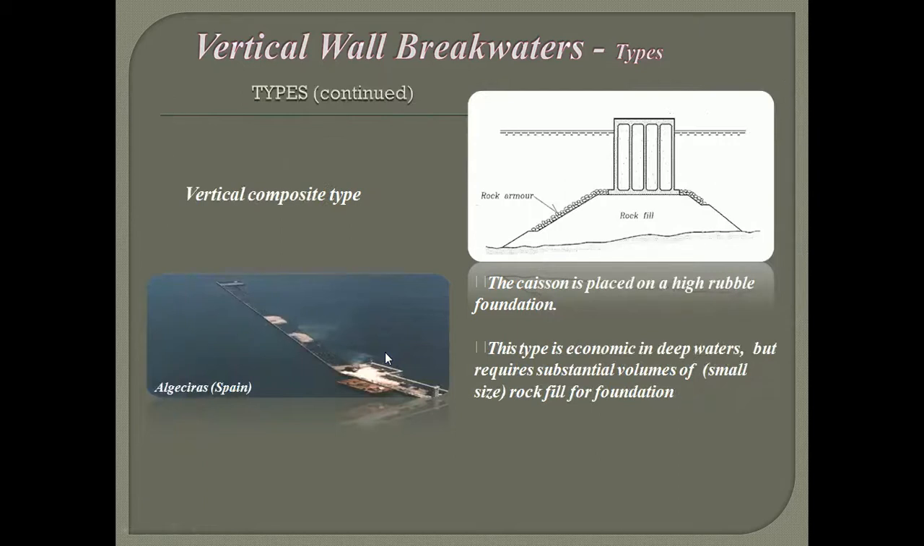Vertical composite type, in which the caisson is placed on a high rubble foundation. So here the caisson has been placed above the rock armor. This type is economic in deep waters but requires a substantial volume of rock fill for the foundation. In this top view you can see a vertical composite type breakwater in Spain.